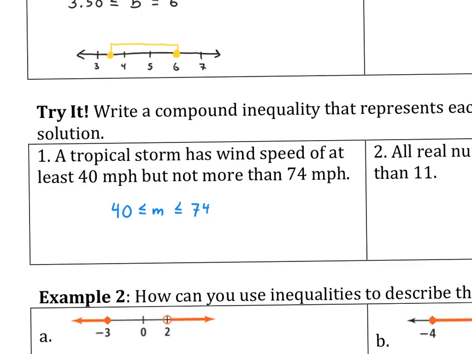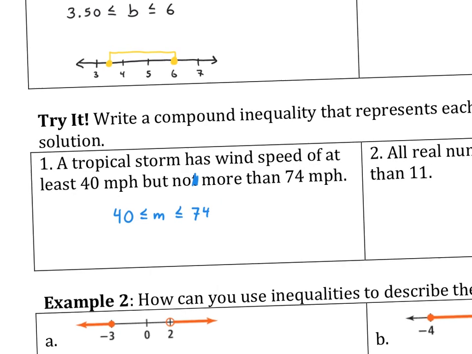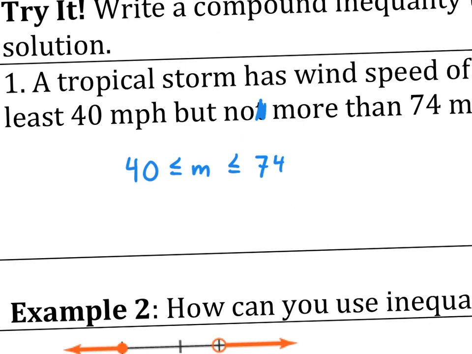All right, so as we look at this one, a tropical storm has a wind speed of at least, so notice the term at least has to include 40. But no more, and there's, my apologies for that, should be no more with no T, but no more than, or not more, I guess both work, 74 miles per hour, and M here being the miles per hour. You could have said T for tropical storm, you could have said S for speed, V for velocity, something else like that. All right, so good. We have a lower bound and an upper bound here.